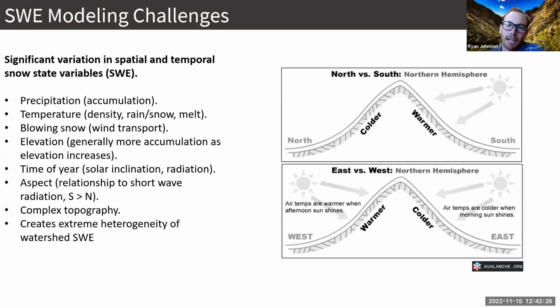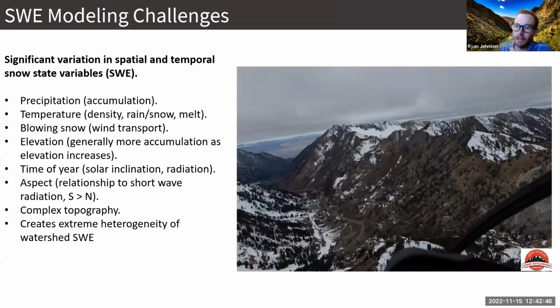So, SWE modeling challenges. Real-time SWE estimation remains challenged by significant spatial variation in precipitation, temperature, elevation, etc. And that creates an extreme heterogeneity in SWE and snow cover in these topographically complex mountain regions. And then, for example, here's a picture from a helicopter flight in Little Cottonwood Canyon, just east of Salt Lake City. And it just demonstrates the variability in snow cover.